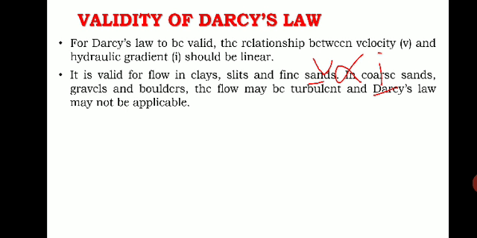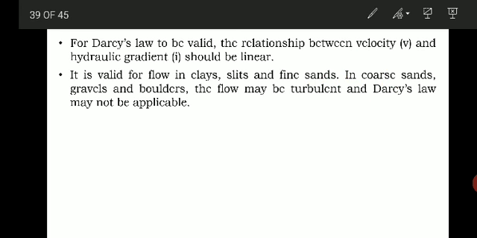Then Darcy's law is valid for flow in clay, silt and fine grained sand. So if the water is flowing in clay or silt and even fine grained sand, then Darcy's law is valid. But if the grain size is coarse, as in coarse grained sand, gravels, boulders, which are bigger in size, the flow may be turbulent, and because of this reason Darcy's law may not be applicable.